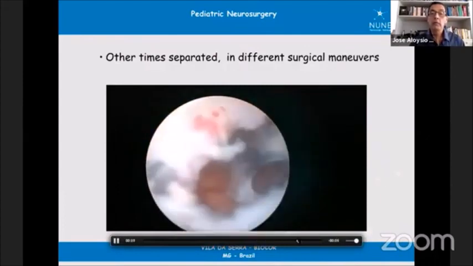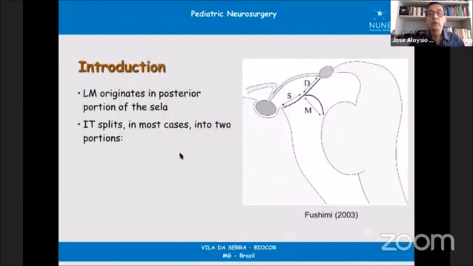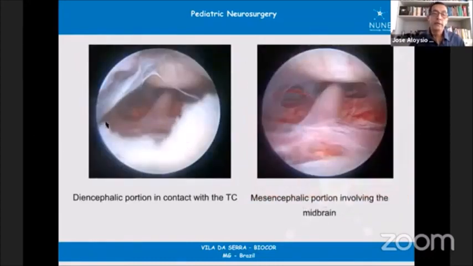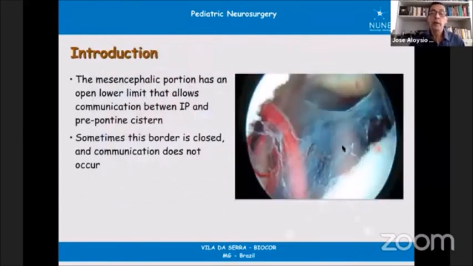And we need to see the system. As we know, the Liliequist membrane originates in the posterior portion of the sella, and it splits in most of the cases in two portions: the diencephalic leaf that connects the diencephalon to the mammillary bodies, and the mesencephalic leaf that attaches along the junction of the midbrain and the pons. Here is the neuroendoscopic view of the diencephalic portion in contact with the tuber cinereum, and here is the mesencephalic leaf involving the midbrain. So most of the time, the mesencephalic leaf has an upper opening like that, a natural communication of the interpeduncular cistern to the prepontine system. But sometimes this border is not open, and we need a third maneuver to open it.